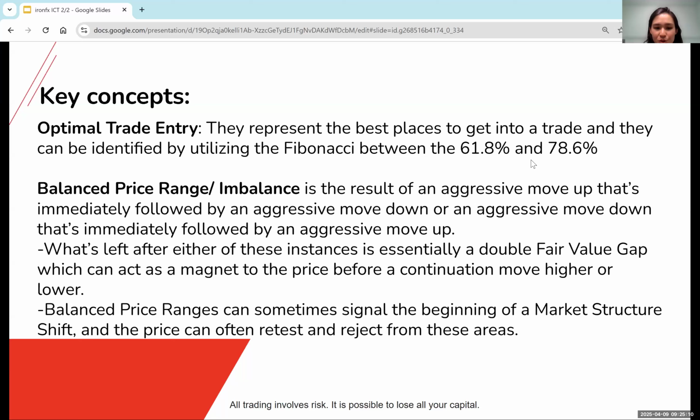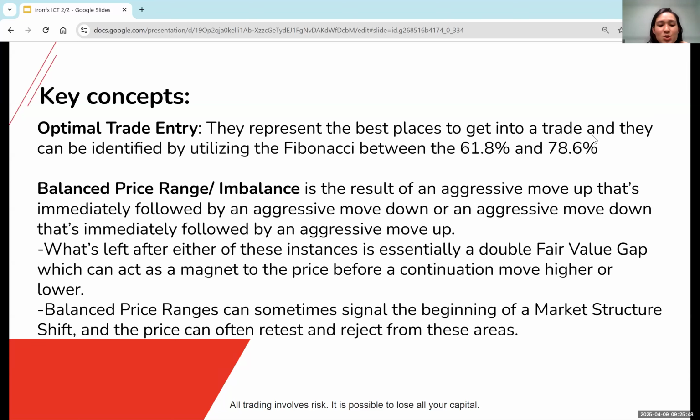So how you use that is you can place an entry inside these two areas. Your optimal trade entry between the 61 and 78, you can place it there, alongside perhaps an FVG zone as well. Then you place your stop loss below a liquidity sweep, just below where you've identified your inducement. And then your take profit could be at the next liquidity pool or at a market structure level.